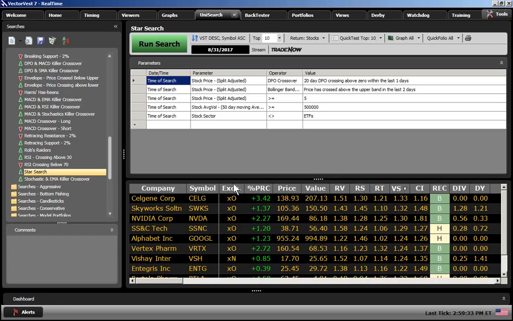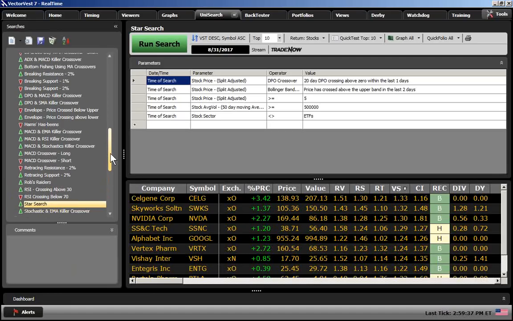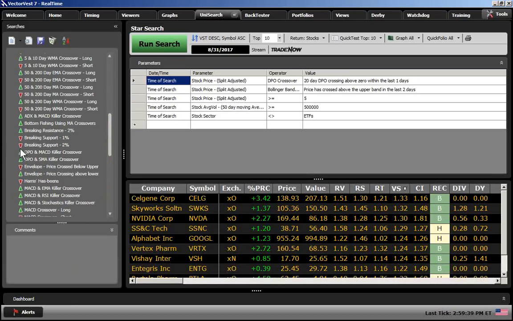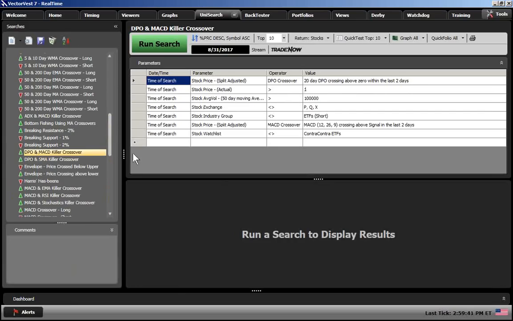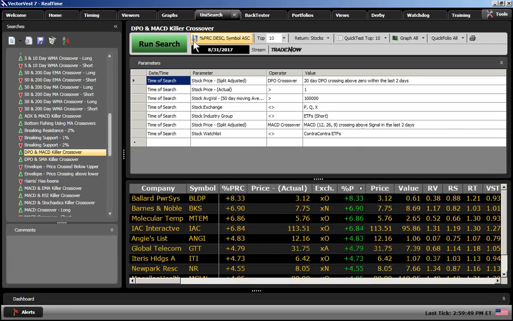All right, now I'm going to start doing some combinations. How about the DPO and MACD? All right, we'll go back up to the DPO and MACD. So the DPO crossed above the 0 line, and the MACD crossed above the signal line. Put those two together, combination. And this is sorted by percentage price change. So not only do we have the crossovers, but we're finding the stocks that have gone up the most.